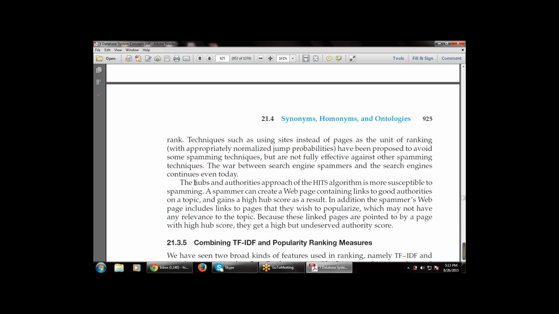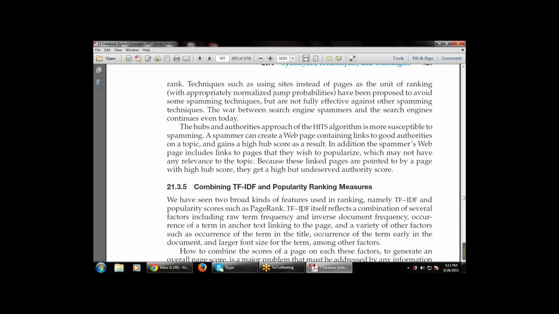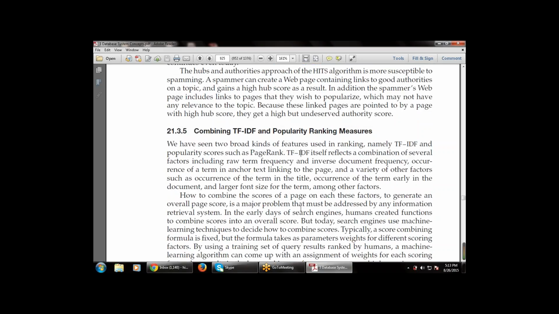Next is combining TF-IDF and the popularity ranking measure. Whenever there is a need, we can combine the TF-IDF and the popularity ranking measure, such as PageRank, so that we can gain the advantage of both scores.